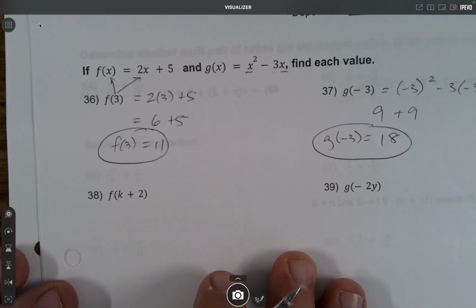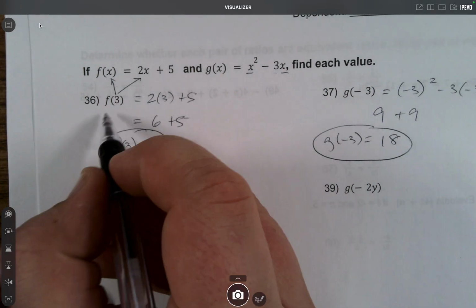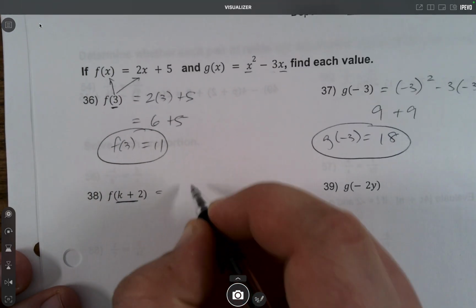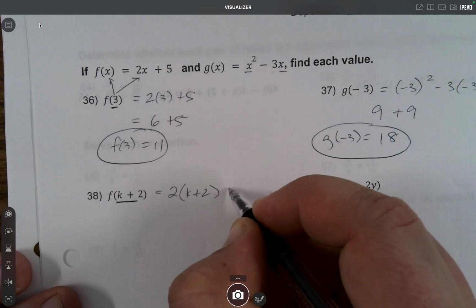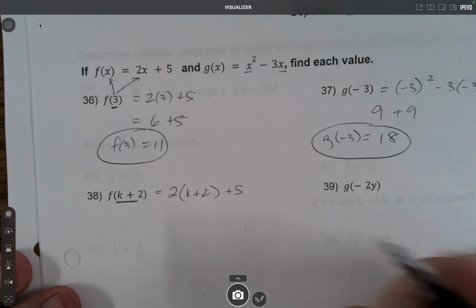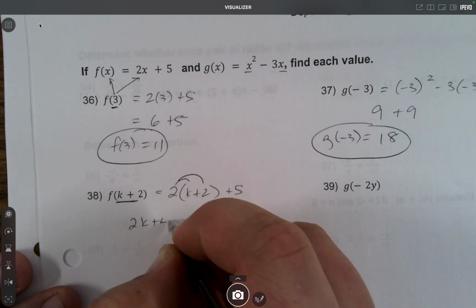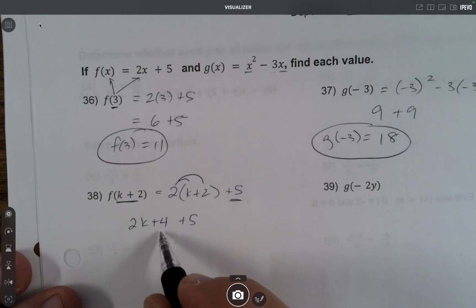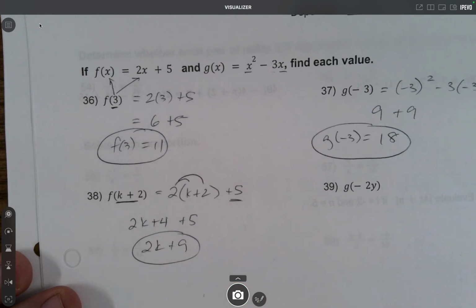Alright, it gets a little bit trickier now that there's some variables in 38 and 39, but the process is still the same. Just like up here, we plugged 3 in for x. Here we'll plug in k plus 2 for x. So we'll do 2 times parentheses k plus 2 plus 5. We do need to simplify, so we'll do the distributive property and get 2k plus 4 and plus the 5 right there. And we can combine plus 4 and plus 5 and get 2k plus 9.